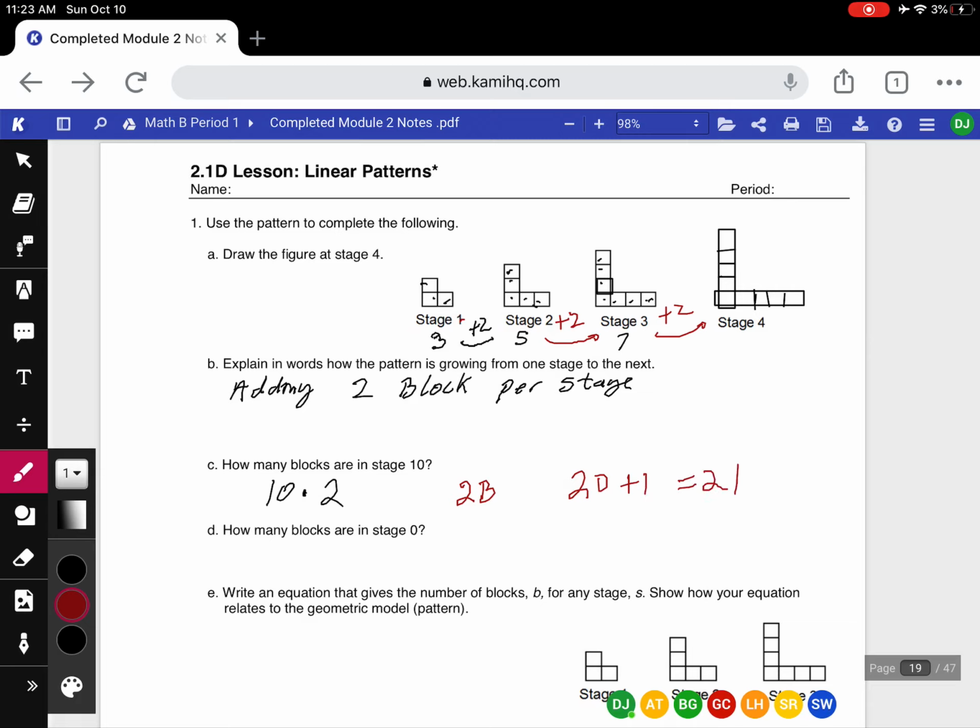So we're basically, guys, just looking at the linear pattern. What is my rate of change? What am I going up by each stage? And it also asks me how many blocks would be on stage 0. Well, if I have 3, 5, 7, 9, and I go backwards to stage 0, I would go down 2 to 7, down 2 to 5, down 2 to 3, down 2 to 1. So the amount of blocks on stage 0 would be 1.